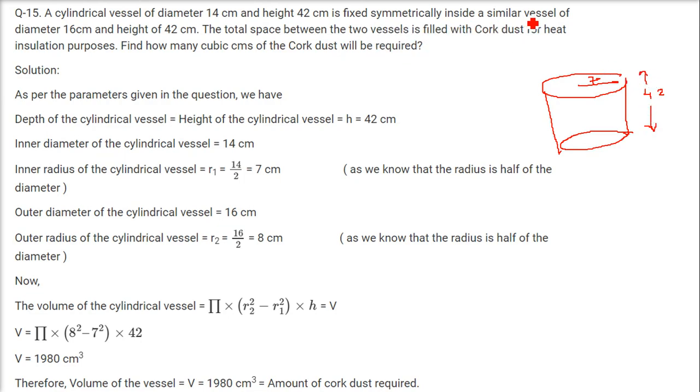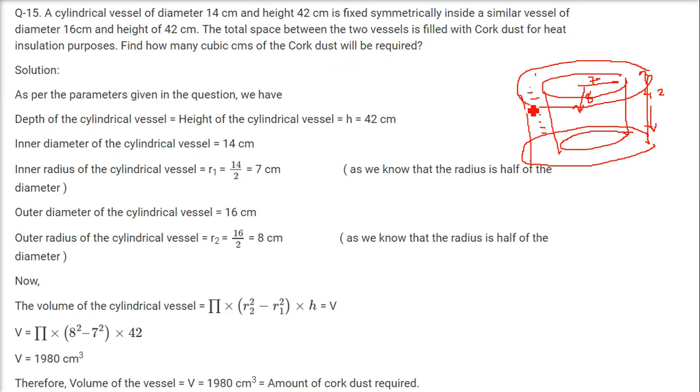Is fixed symmetrically inside a similar vessel of diameter 16 centimeter and height 42 centimeters. So the height remains the same, but now there is one more cylinder. This cylinder has a diameter of 16, so the radius will be 8. From here to here it will be 8. The total space between the two vessels, from here to here, means this space we are talking about, is filled with cork dust for heat insulation purposes. Find how many cubic centimeters of cork dust will be required.